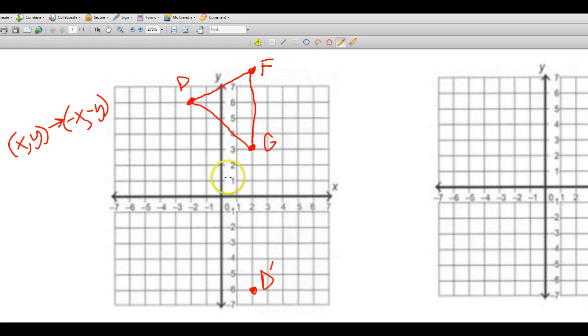So F, the pre-image is 2, 8. So now we'll be at -2, -8. In the image of G, instead of 2, 3, now we want -2, -3. And connect your vertices for your image.